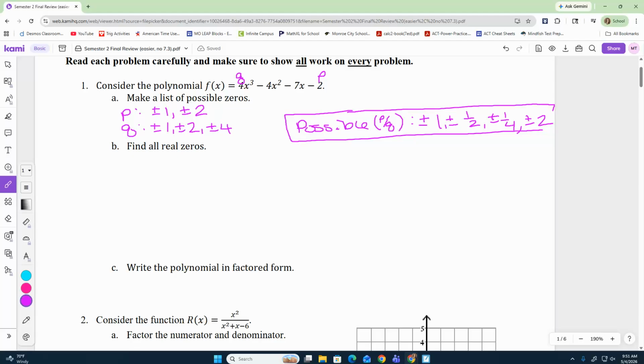Your final, very similar to last semester. Some questions will be multiple choice and some will be short answer. This would be a short answer question, worth quite a few points because there's a lot involved here. So you have to do that.